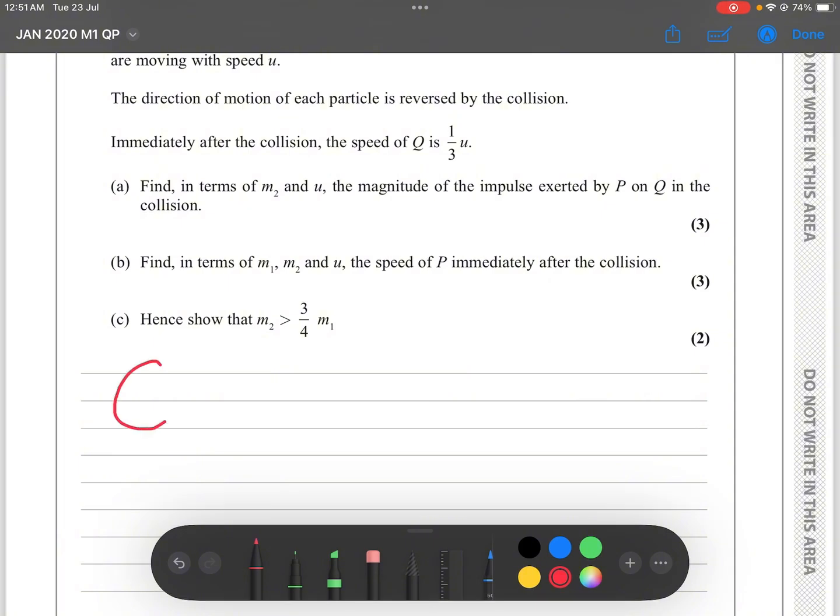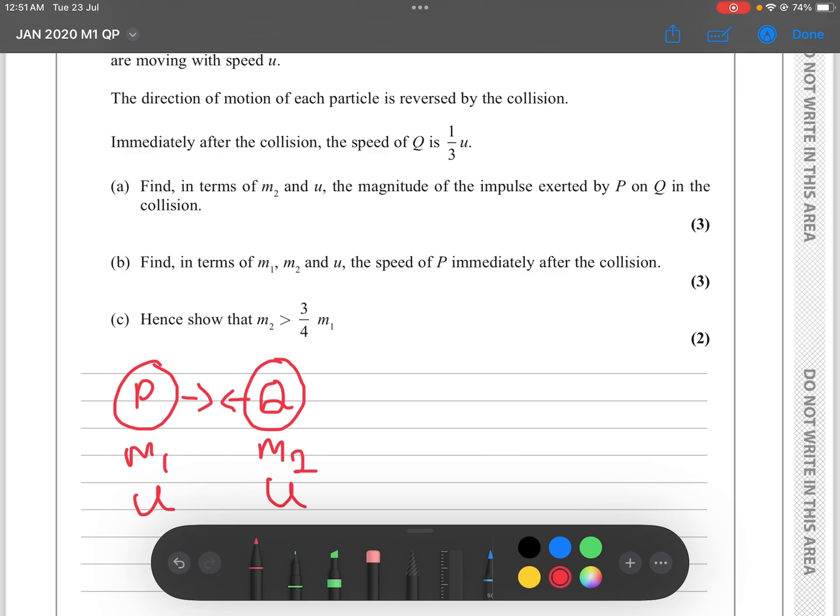The first thing for mechanics is always drawing out the question. So let's start. This is particle P, this is particle Q. They both are traveling towards each other and their masses are m1 and m2. They both have the same initial speed u.